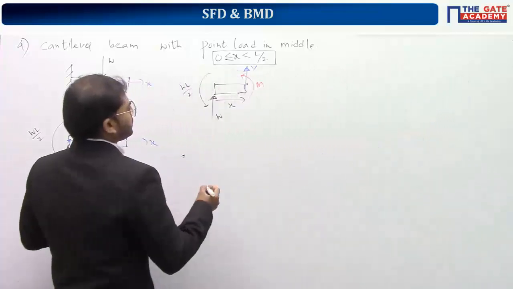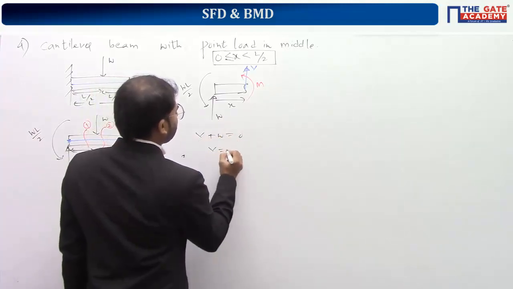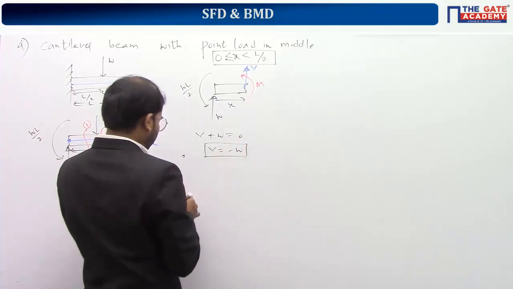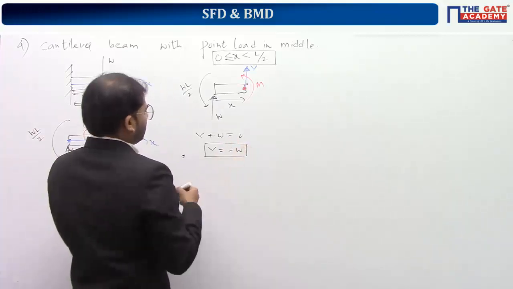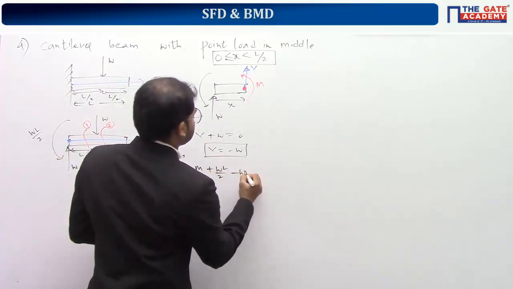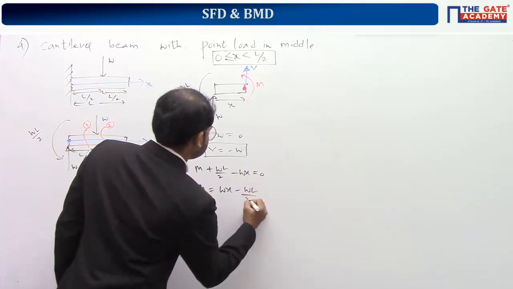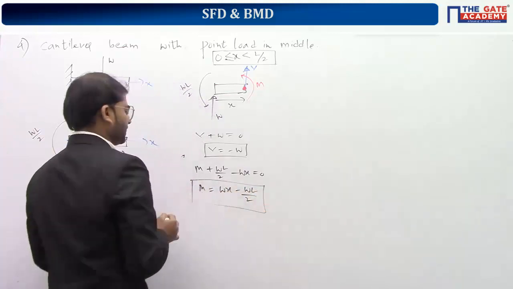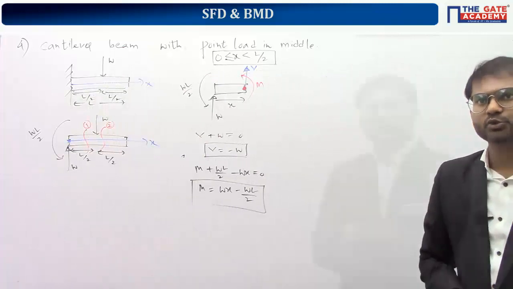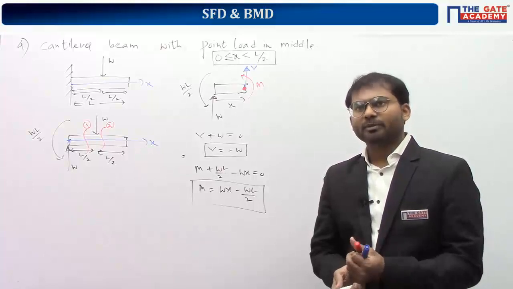So for this you can derive the values of V and M. V plus W is equal to 0, so V comes out to be minus W. To get the value of M, you should take moment about this point. M anti-clockwise plus WL by 2 anti-clockwise minus W into x is equal to 0. So M comes out to be Wx minus WL by 2. This is the equation for V and M. I hope there is no doubt, and everybody has copied.